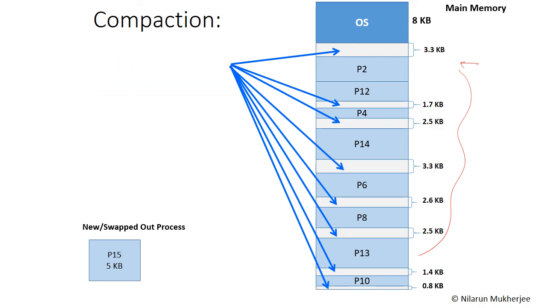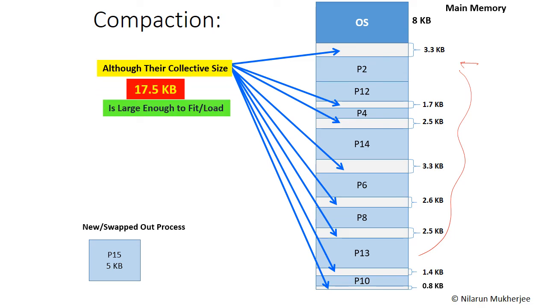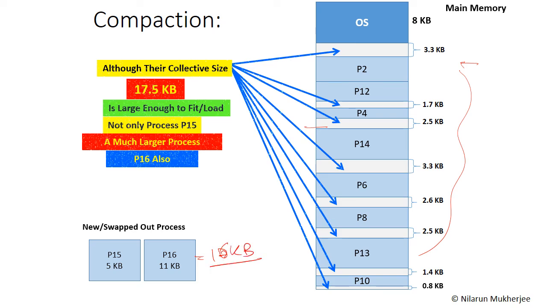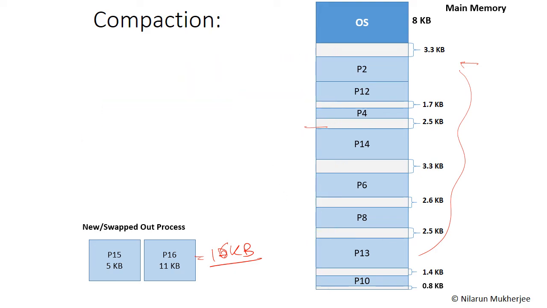Suppose P15 is of 5 KB, but their collective size is 17.5 KB, which is large enough to fit not only P15 of 5 KB, but also a larger process P16 of 11 KB, because their combined size is 16 KB. So I can easily fit both of them if we collect the holes. So there is a way.